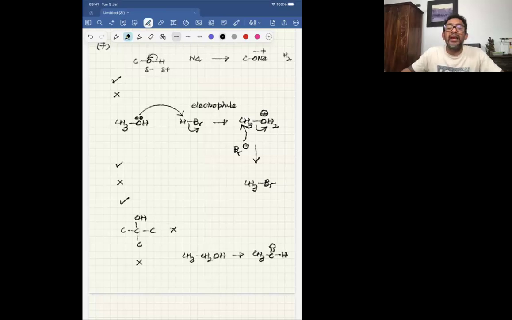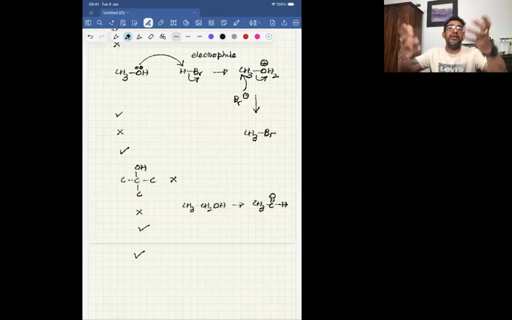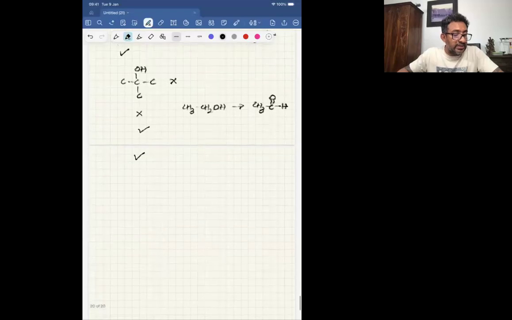Phenols are more acidic than alcohols. That is true. Friedel-Crafts alkylation reaction cannot be carried out with phenols because of the complex formation between the Friedel-Crafts catalyst and the phenols. That is also true because phenol is highly reactive. When you have FeCl3, immediately they will start interacting with the nucleus.